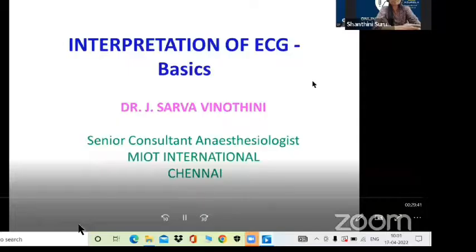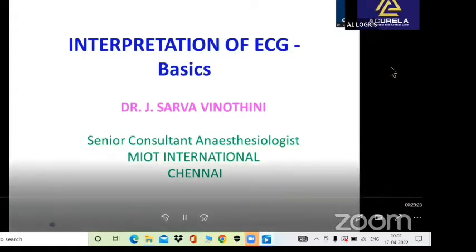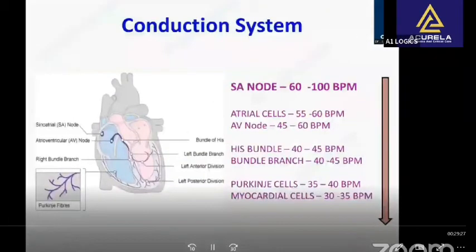Good morning, everyone. Today's session is regarding the interpretation of the ECG, the basics. This session is designed to aid the exam-going PGs who might have ECGs given in their OSCEs or in their Viva. So, a few tips and tricks regarding the interpretation of ECG.